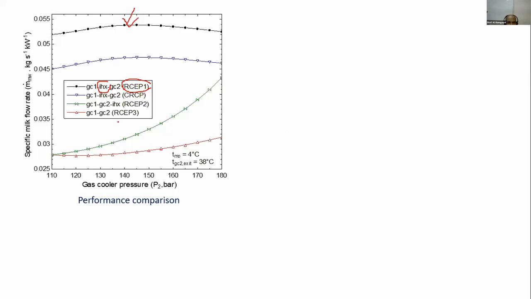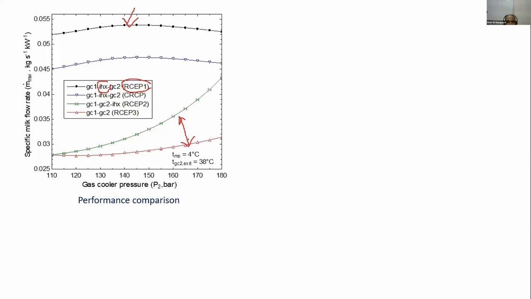Okay, that means these two systems, even though they use an ejector, the position of the gas cooler is such that the advantage that you gain by the ejector is lost because of the position of the intermediate heat exchanger. So the conventional system without ejector but with an intermediate heat exchanger in between the gas coolers shows much better performance compared to these two systems.